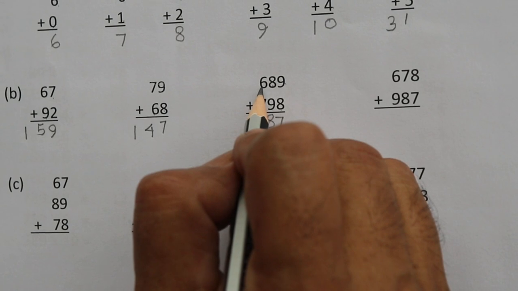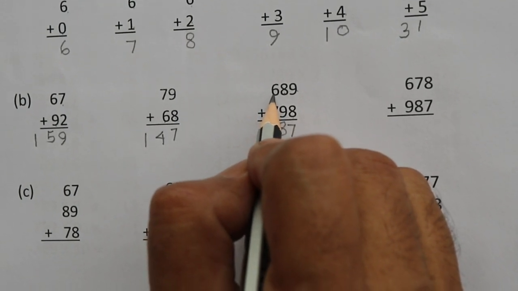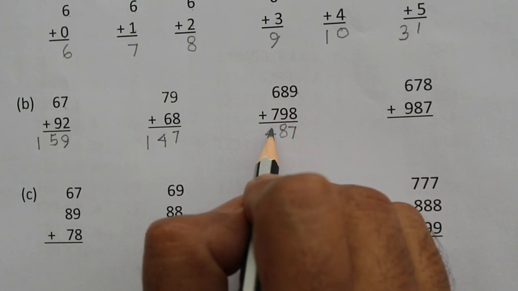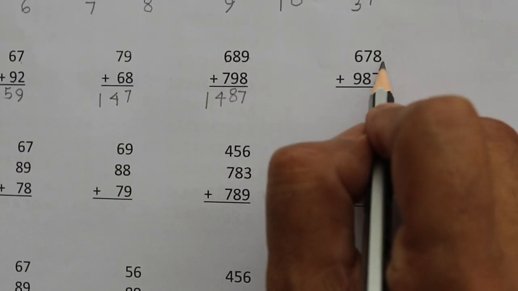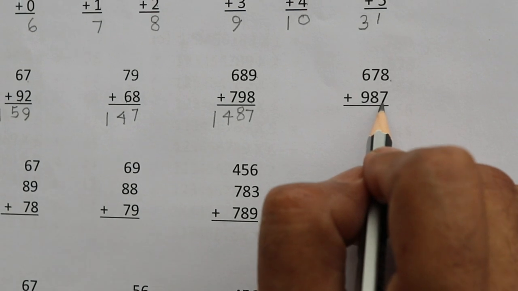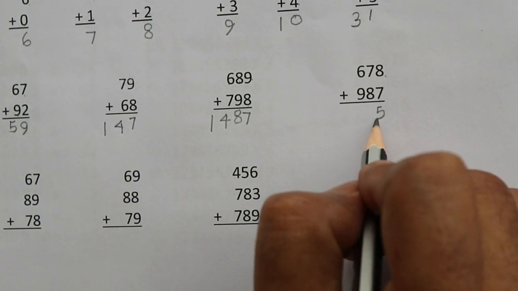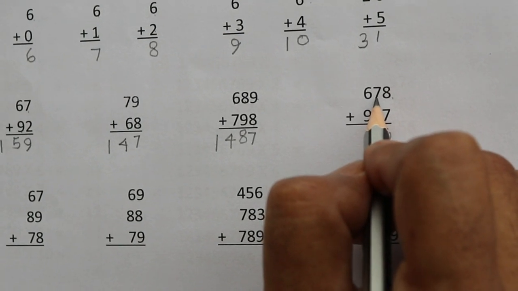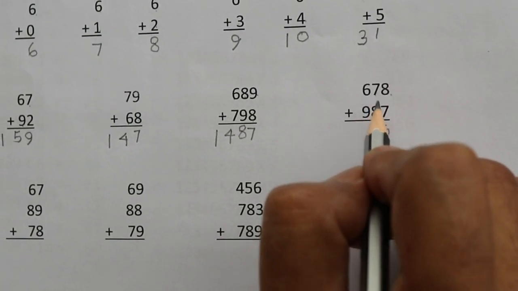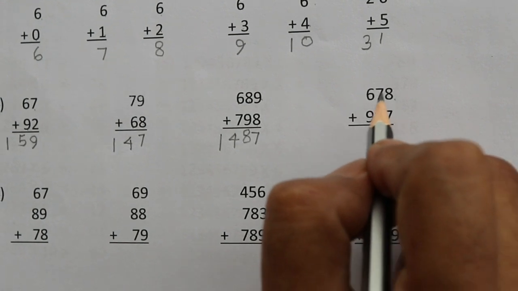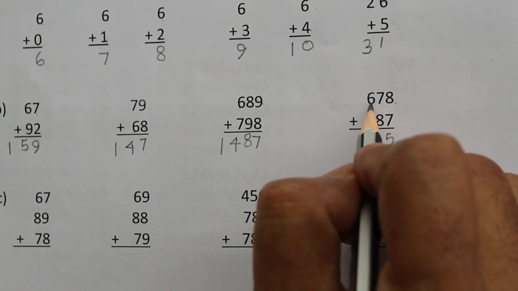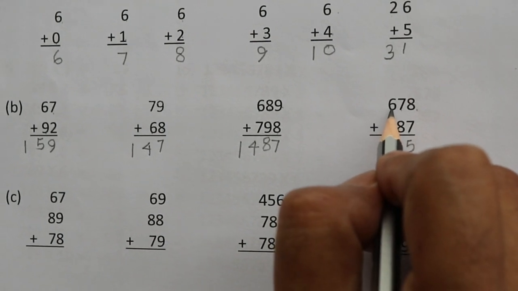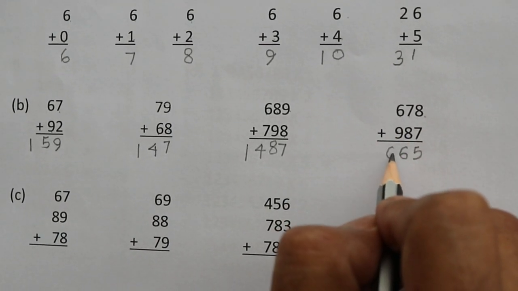6 plus 1, 7. Plus 7 minus 3. 7 minus 3, 4. Carry over 1. Plus 8 minus 2. 7 minus 2, 5. Carry over 1. 7 plus 1, 8. Plus 8 minus 2. 8 minus 2, 6. Carry over 1. 6 plus 1, 7. Plus 9 minus 1. 7 minus 1, 6. Carry over 1.